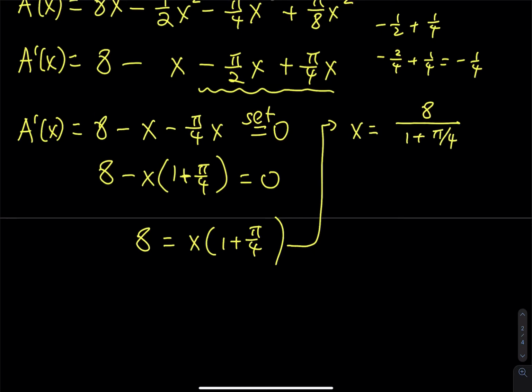Usually, if you solve a problem online, they do not accept a complex fraction. So that means you have to get a common denominator. So this is a 4 plus pi, right? And then you flip the 4 to the top, so x equals 32 divided by 4 plus pi. Do not approximate, right? So this is your critical number.